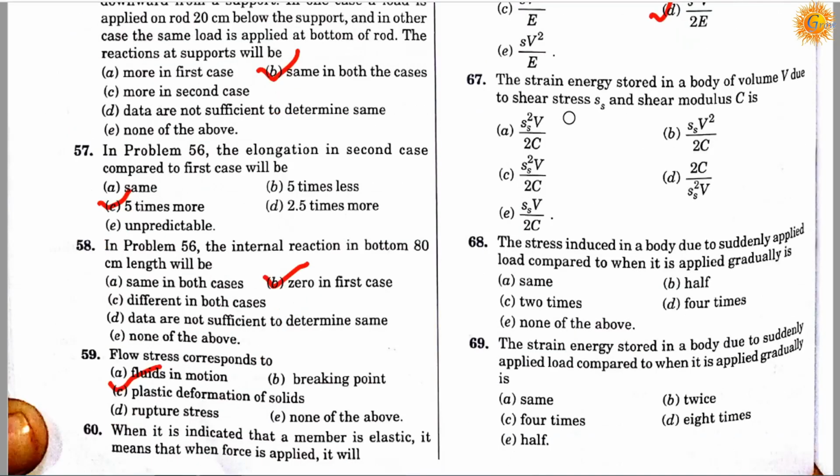Question number 67. The strain energy stored in a body of volume V due to shear stress Ss and shear modulus C is: option A, Ss squared V upon 2C; option B, Ss V squared upon 2C; option C, Ss squared V upon 2C; option D, 2C divided by Ss squared V; and option E, Ss V upon 2C. Correct answer is A, it will be Ss squared V upon 2C.